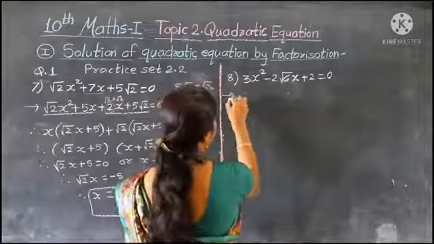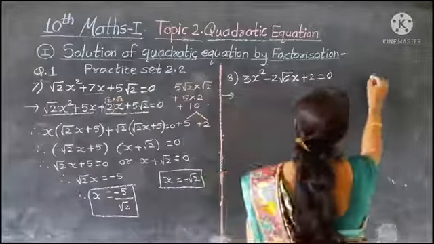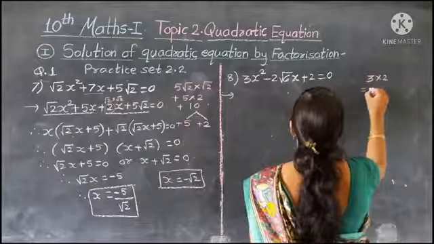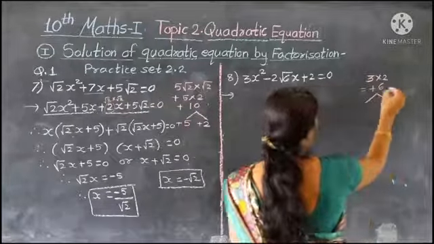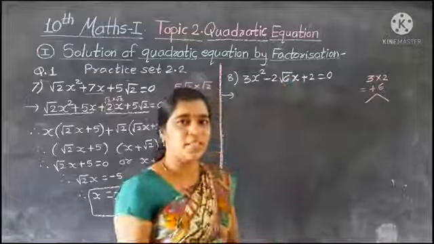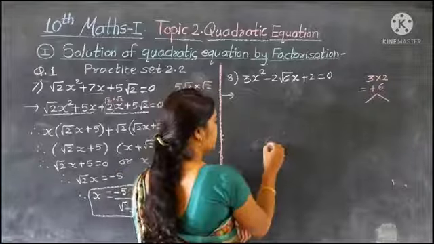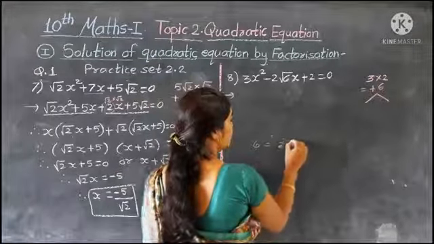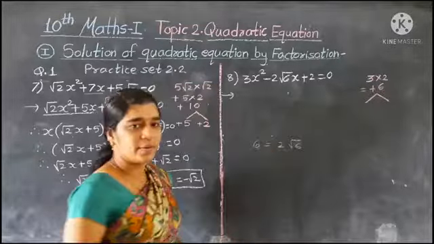Similarly here 3 into 2, that is plus 6. We have to make factors of 6 so that its addition is 2 root 6.